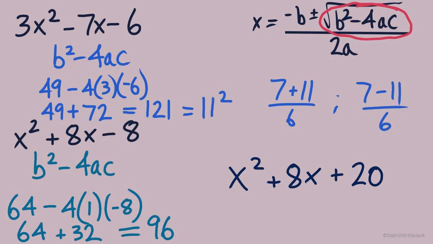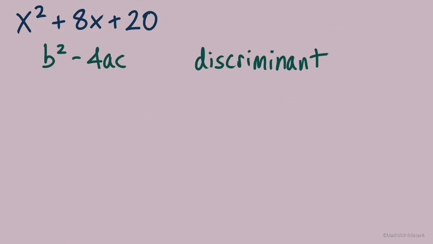So what about if we talk about b squared minus 4ac being a negative number? And that's something that will arise if we use x squared plus 8x plus 20 as an example. So b squared minus 4ac would be 8 squared, that's 64, minus 4 times 1 times 20.